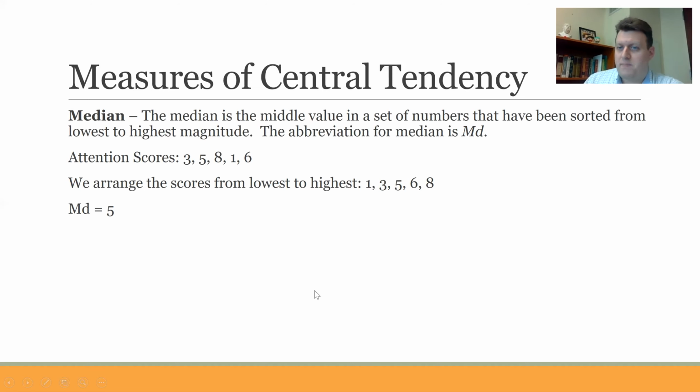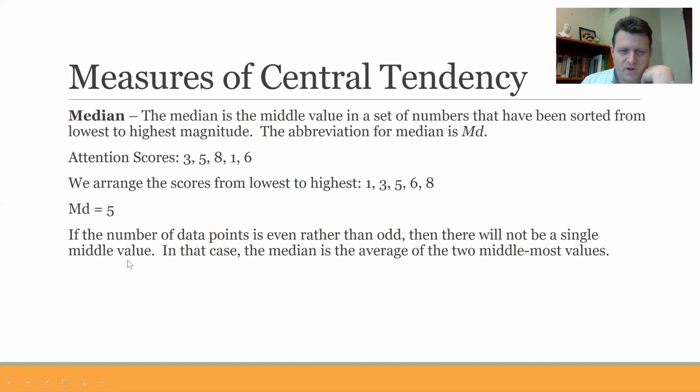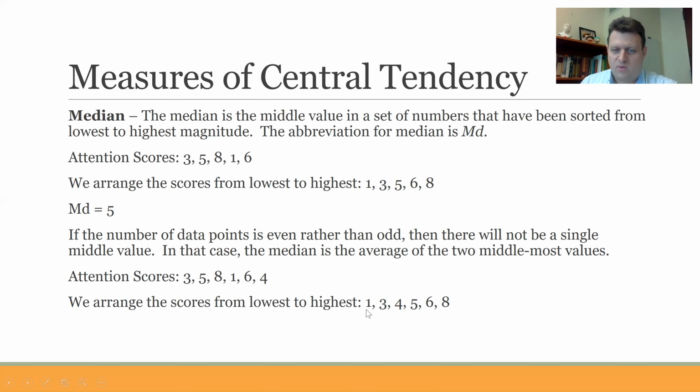Now, it becomes a problem if we have an even number of observations. All right, so if we have an even number of observations, there's no middle point, right? There are 2 points that are smack dab in the middle. So for instance, if we have attention scores here, now we have 6. We arrange these in ascending order, and the 2 middlemost values are 4 and 5. In this case, to calculate the median, you take the average of those 2 middlemost values. So 4 plus 5 is 9, divided by 2 is 4.5. So we would have a median of 4.5 here.